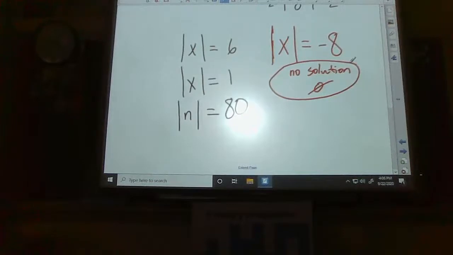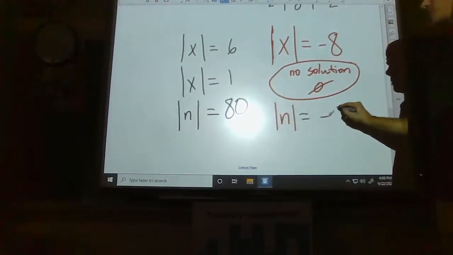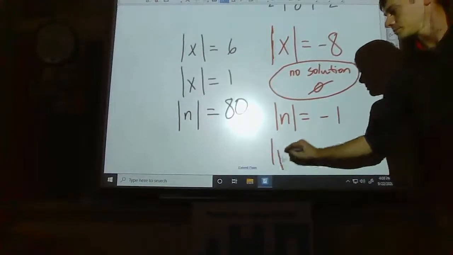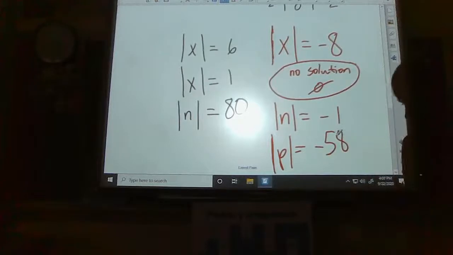So I don't have 2 answers. I have no answer. There is no answer. It is impossible to pick a number on the number line and then have that number be -8 places away from 0. It's not going to happen, right? Distance cannot be negative. So this has no solution. This would have no solution, right? That would have no solution. If it's negative anything and you just have a plain old absolute value on the left, you know it's going to be no solution. So that doesn't have any answer.